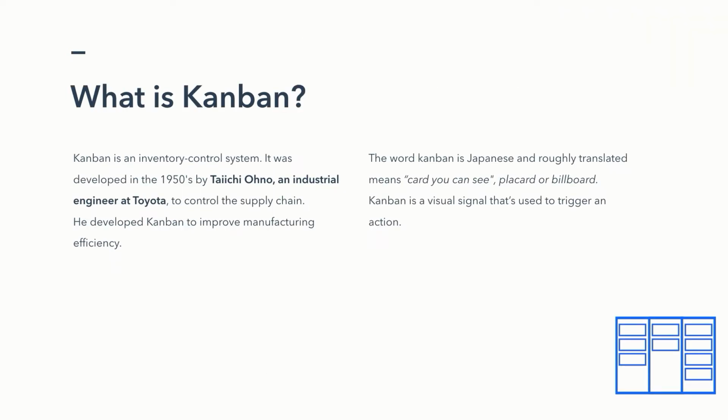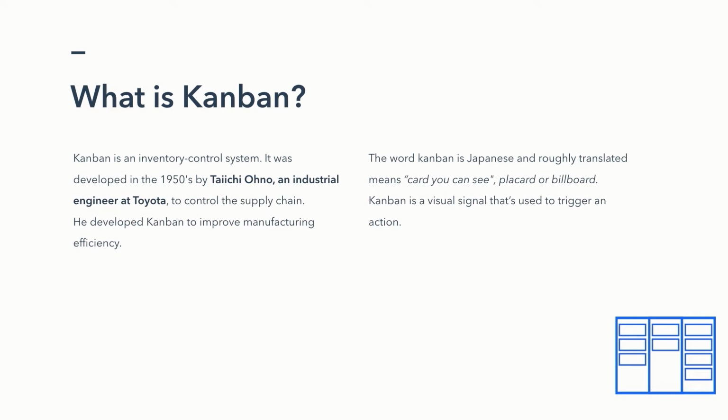As we mentioned, Pipefy inherited its main interface from one of Lean's tools called Kanban. But what actually is Kanban? Kanban is an inventory control system. It was developed in the 1950s by Taiichi Ono, an industrial engineer at Toyota, to control the supply chain.